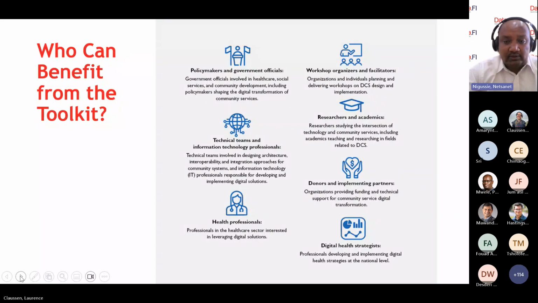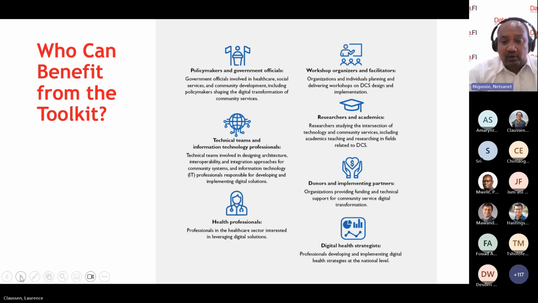Before I go on, throughout the toolkit, you will find a wealth of additional resources to support you in each step of the design and implementation process. This includes case studies, templates, and practical tools that can help you make more efficient and effective use of the toolkit. Finally, it's about the target audiences for this toolkit.